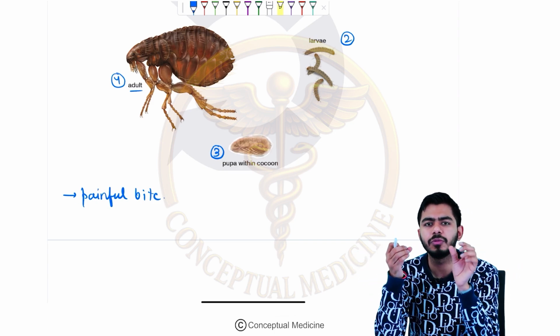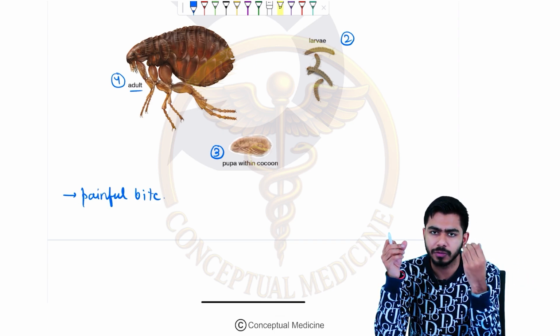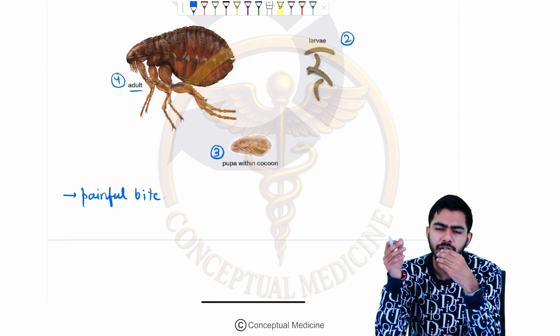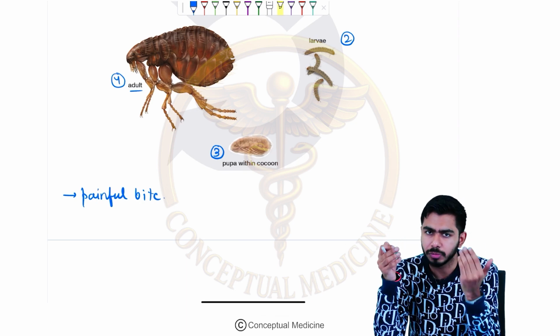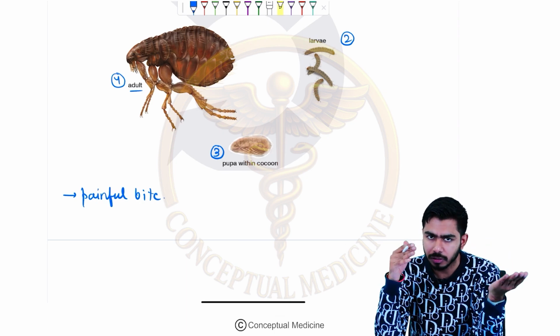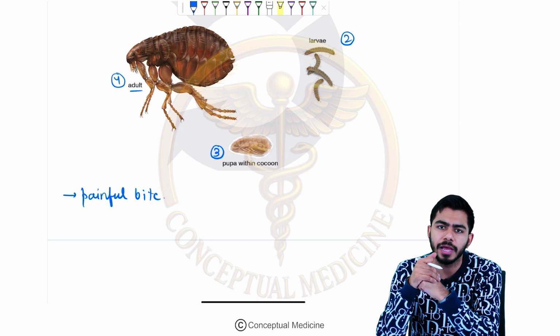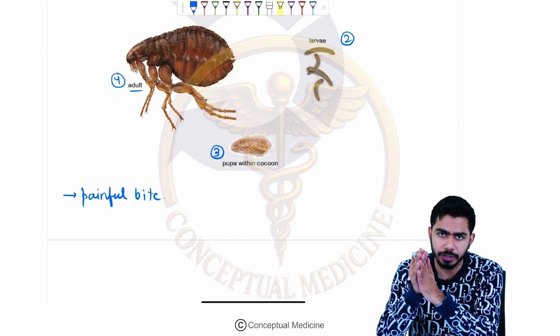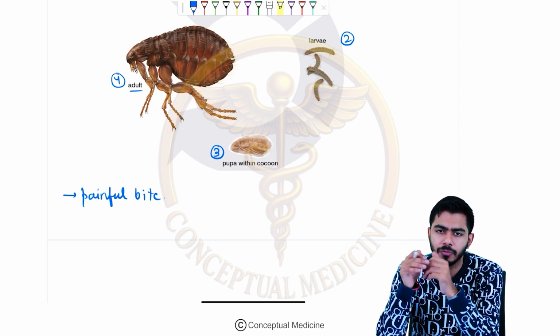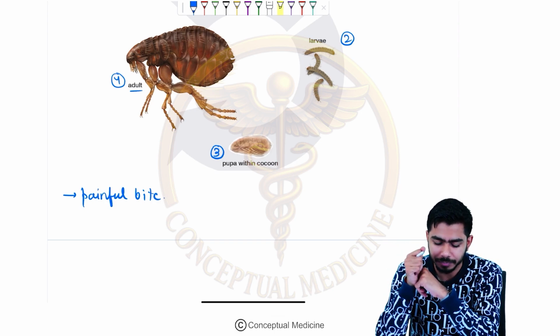For example, they might bite other animals, they might bite the dogs, they might bite the fox, they might bite any other animal, and among that they might bite the humans as well, right? So due to that, the rat flea, which is Xenopsylla cheopis, might transmit the plague from the rats to the humans, right? And that's why we are talking about it. So the flea over here is capable of transmitting the plague, right?